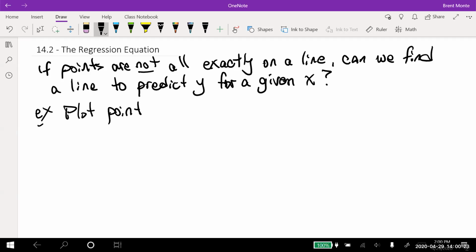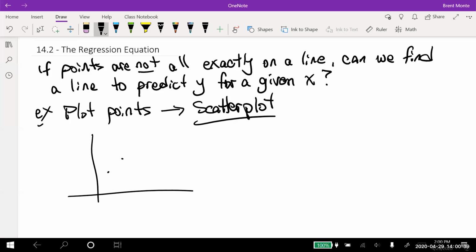So if we have a bunch of XY values, and I'll show you how to do this in a minute, plot points, we're going to make what they call a scatter plot. And so let's say we plot some points. Let's say, again, we have something like this, and we just have a bunch of points here. And they look something like that.